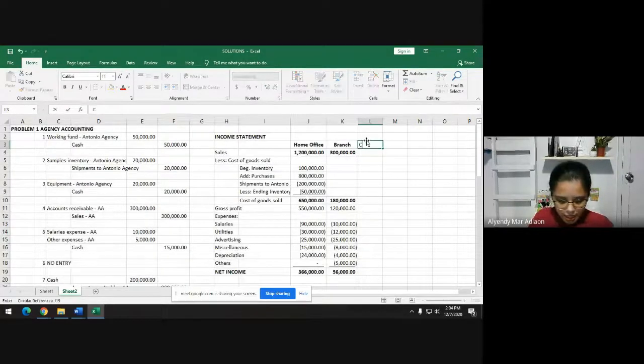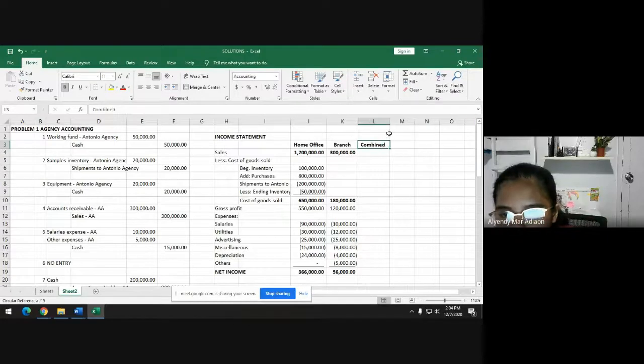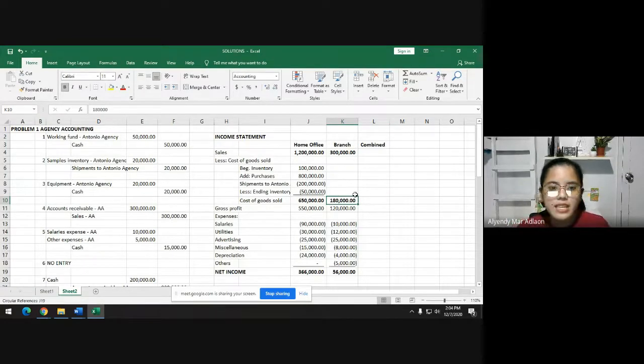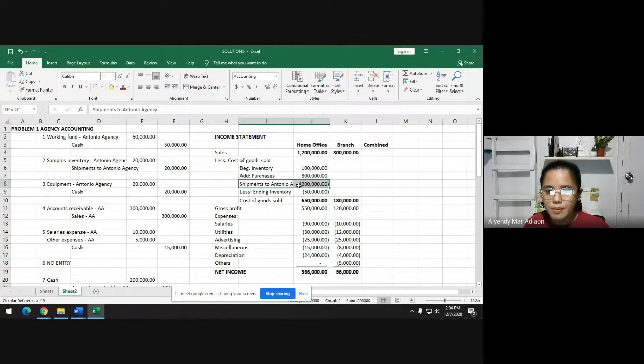Okay, and lastly, in the combined financial statements, for the branch, class, that's about it. In the combined financial statements, what you are going to do is just combine, to add everything. Take note that in the combined financial statements, you should no longer see the shipments to Antonio Agency. It should no longer appear. So for the combined financial statements, you just add everything.